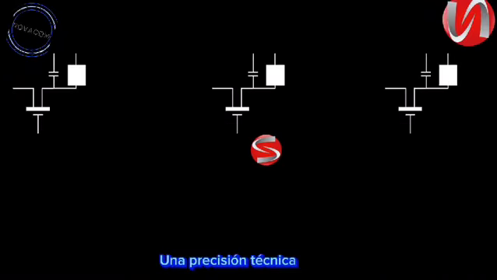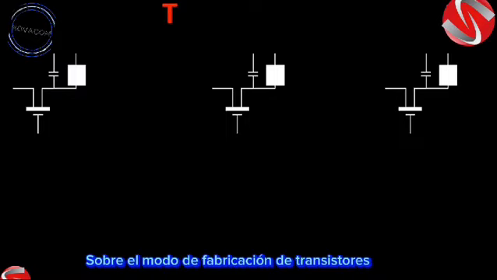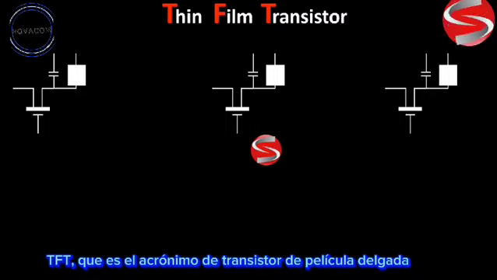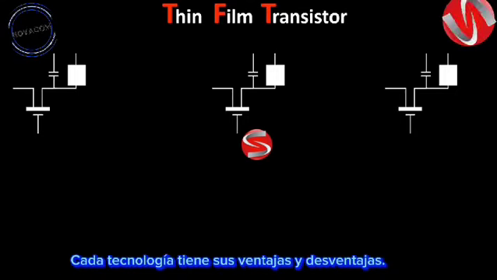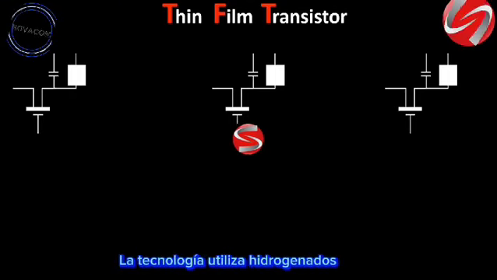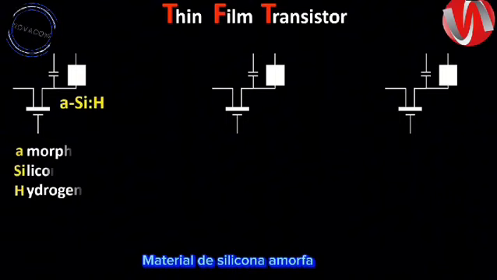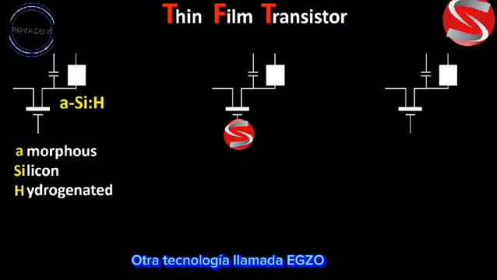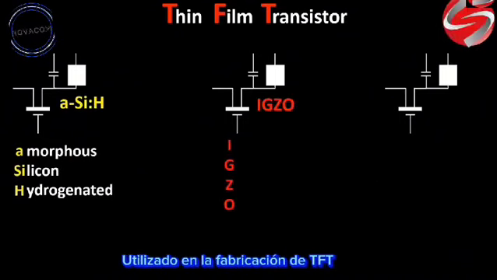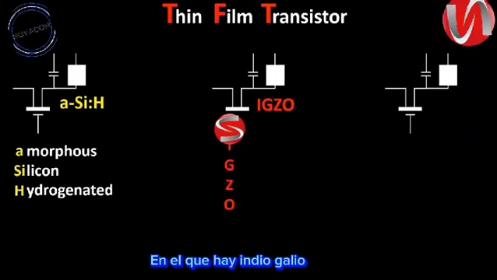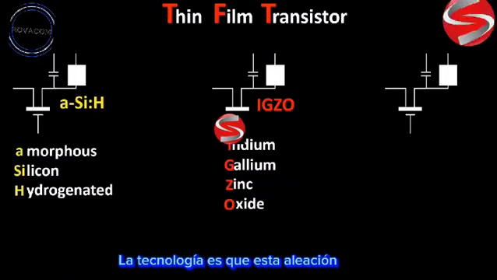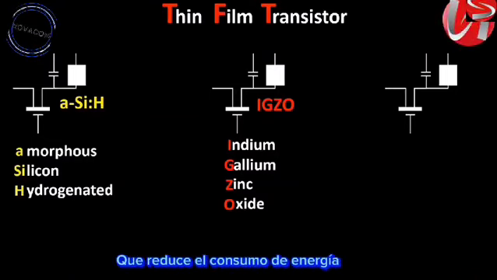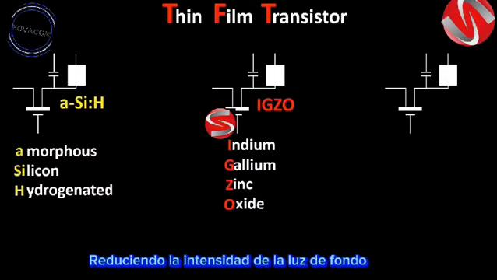A technical precision concerning the mode of manufacture of transistors TFT, which is the acronym of thin film transistor. There are mainly three modes of manufacture of TFT. Each technology has its advantages and disadvantages. The most widespread and oldest technology uses hydrogenated amorphous silicon material. Another technology, called IGZO, which is the abbreviation of materials used in the manufacture of TFT, and which are indium, gallium, zinc, and oxide. The advantage of this technology is that this alloy allows more light to pass through, which reduces energy consumption by reducing the light intensity of the backlight.